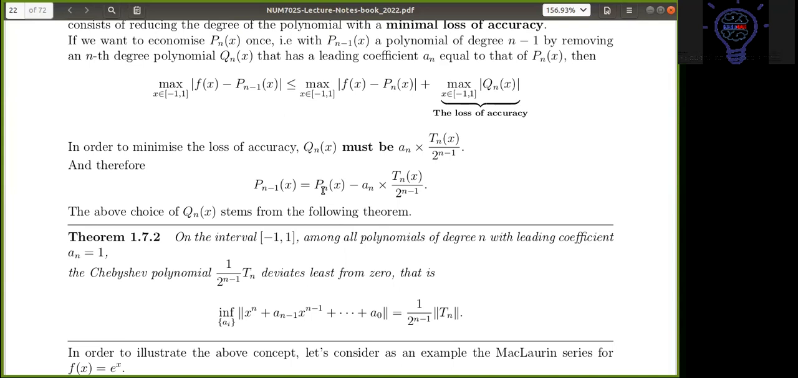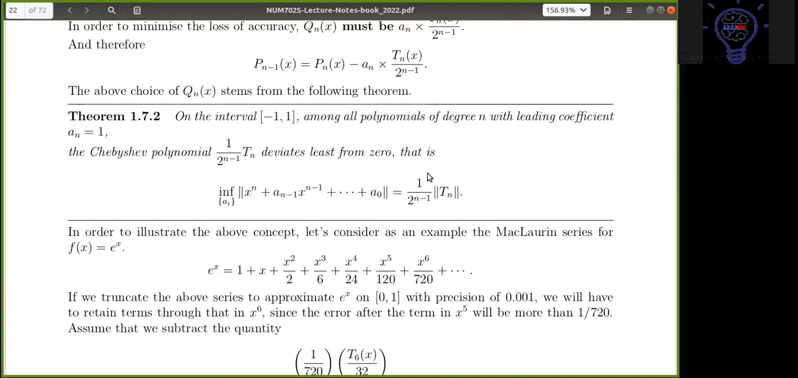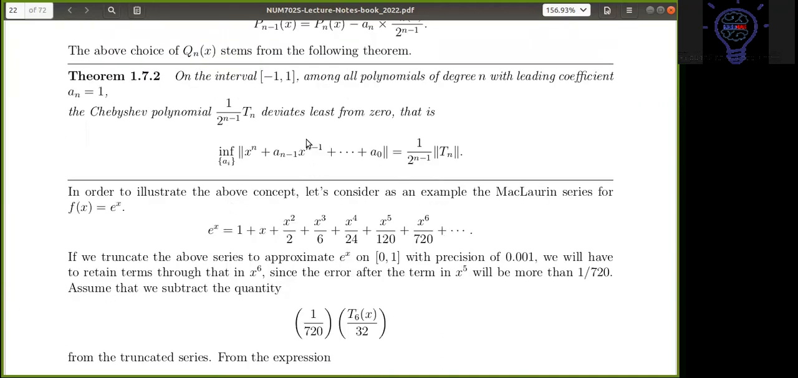So we can repeat the minimization provided the polynomial that we obtain is within the limit, that is, within the minimal loss of accuracy that we require, because we cannot just keep minimizing. If we keep minimizing, the loss of accuracy will increase, but we need to stop within the allowed accuracy or precision that we want, as we are going to see in the following example to illustrate the above concept.